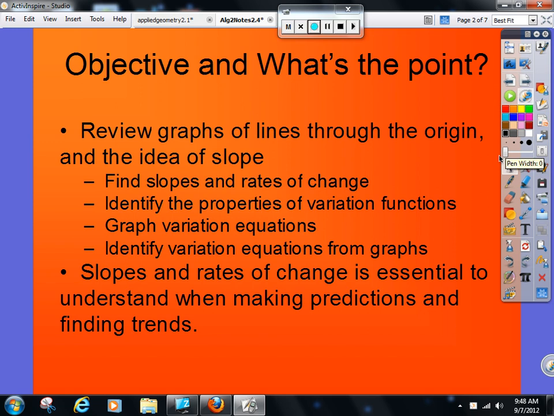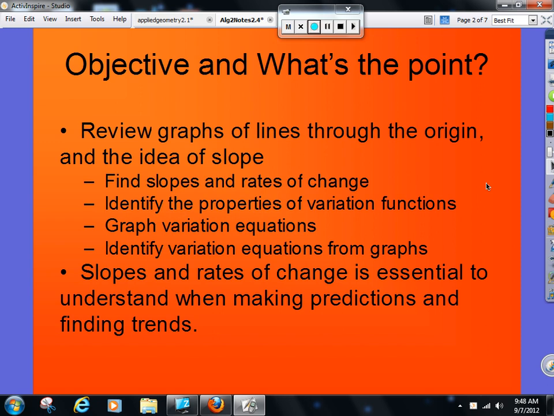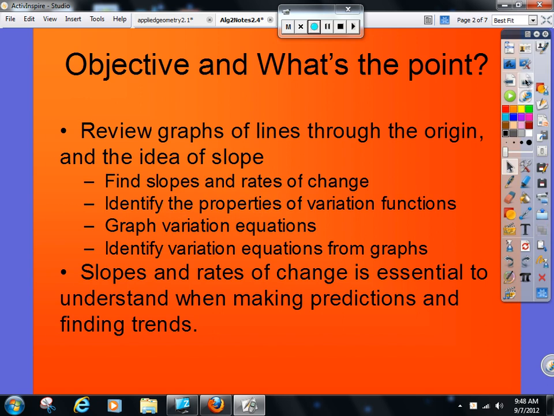Objective and what's the point? We are going to review graphs of lines through the origin and the idea of slope. We're going to find slopes and rates of change, identify some properties of variation functions, graph variation equations, and identify variation equations from their graphs. Slopes and rates of change are essential to understanding when making predictions and finding trends, and that's pretty much the whole gist of the chapter. We're all about making predictions this chapter, and slope really helps us do that.